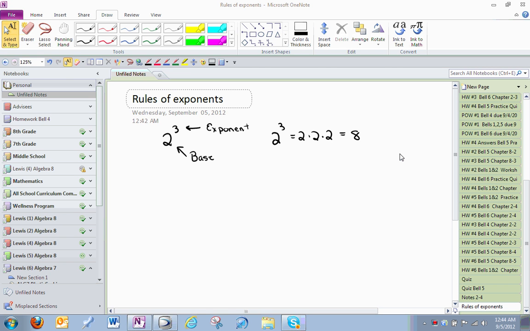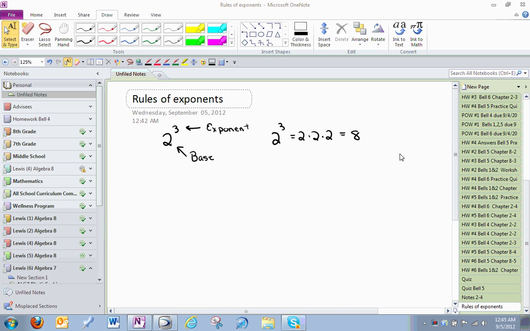We're going to talk about rules for exponents now. What you can see here is what we expect you to know basic about exponents and their bases. If you have a number like 2 to the third, the 2 is called the base, and the exponent is the little number up to the right-hand corner. So 2 to the third power means 2 times 2 times 2, which equals 8. That is something you may have learned in 6th or 7th grade.